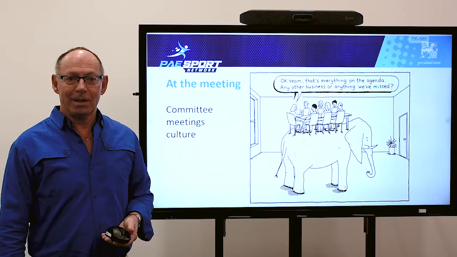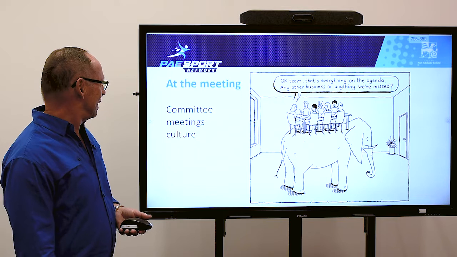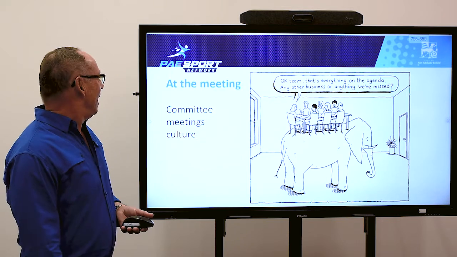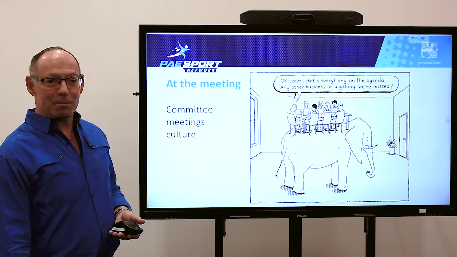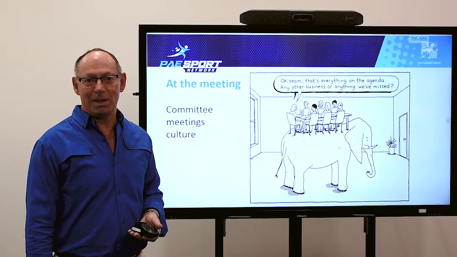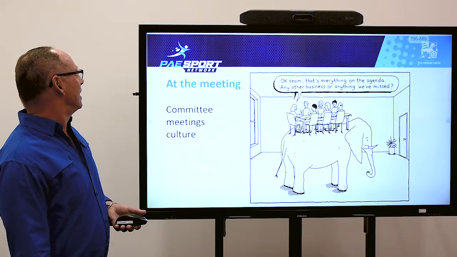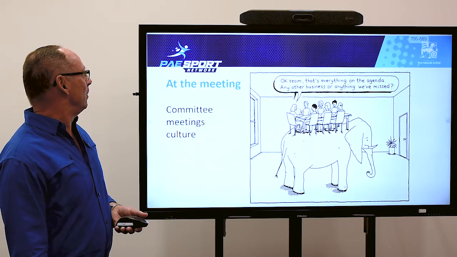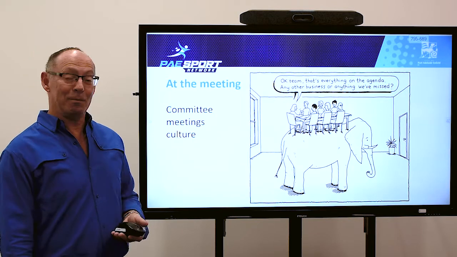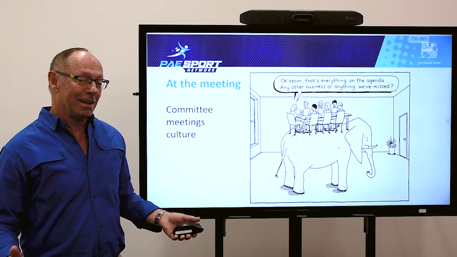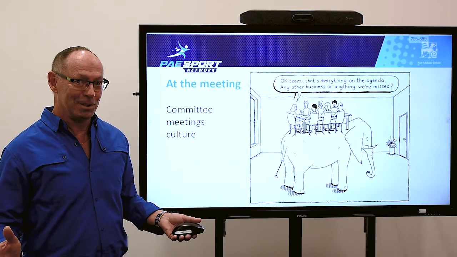Now, here's an interesting little cartoon. I'm sure you can relate to it in some way. Most people can. Okay, you see that there's a nice little committee there. They happen to be sitting on top of a very large elephant. They're saying, okay, team, that's everything on the agenda. Any other business or anything we've missed? And the elephant in the room is ignored.